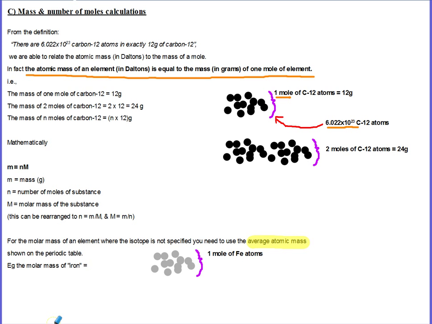All you can do is refer to the periodic table. So look at your periodic table now. What would the molar mass of 1 mole of iron be? Well, on the periodic table it tells us the atomic mass of iron is 55.85, so if you've got a mole of iron atoms, you can say the mass is 55.85 grams.